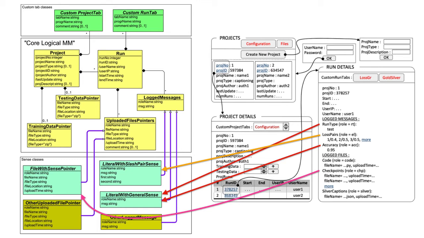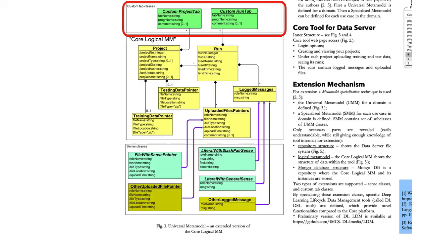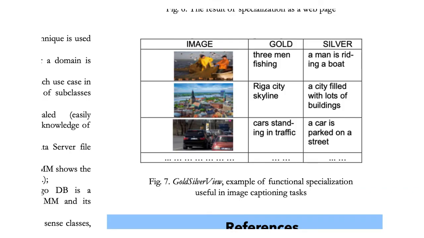The more hardcore extensions are the custom tabs. There, the user can write their own code that is called with the run or project ID as parameter. The result of the code is displayed in a new browser window. This opens many possibilities for types of extension, which can use any of the stored data from project runs. An example is the gold-silver view. It takes the uploaded silver captions file and puts it in a table next to images and gold captions from the testing data, giving a custom fit table perfect for progress tracking in an image captioning task.